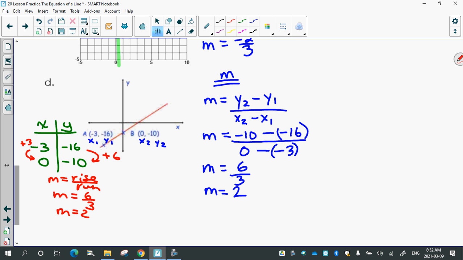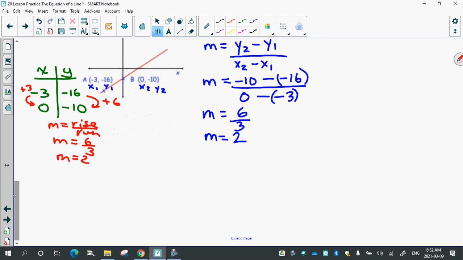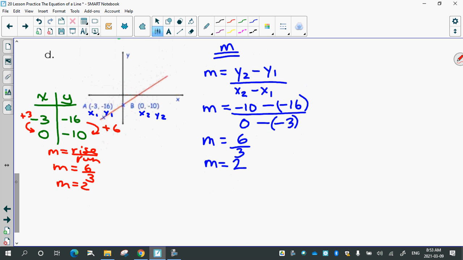Okay? So I could put my points they give me into a table if I want to, and use differences if I like that way better. Some people like tables better than the formula. Okay, but you just have to remember that the first value in the parentheses is an x, and the second value in the parentheses is a y.